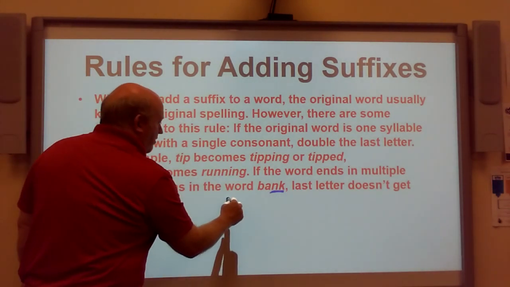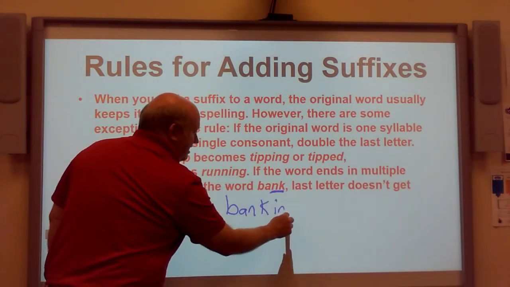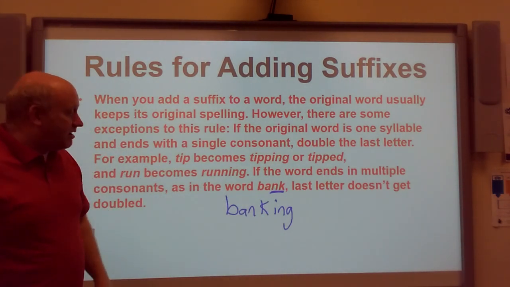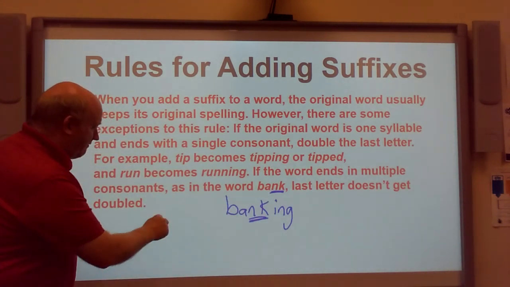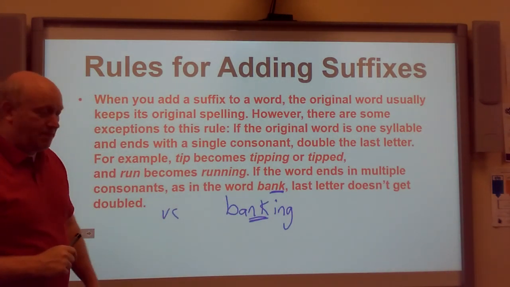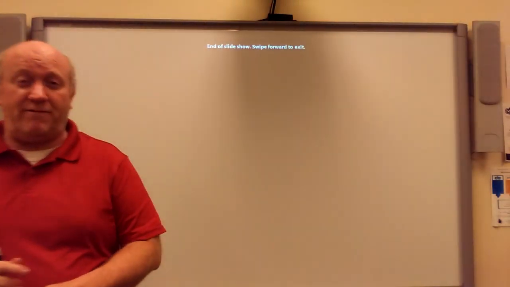So the word banking would be what? B-A-N-K-I-N-G. See how this last letter is not doubled? Because there's two consonants. You only double the letter when there's a vowel and a consonant. And that's suffixes and prefixes, folks.